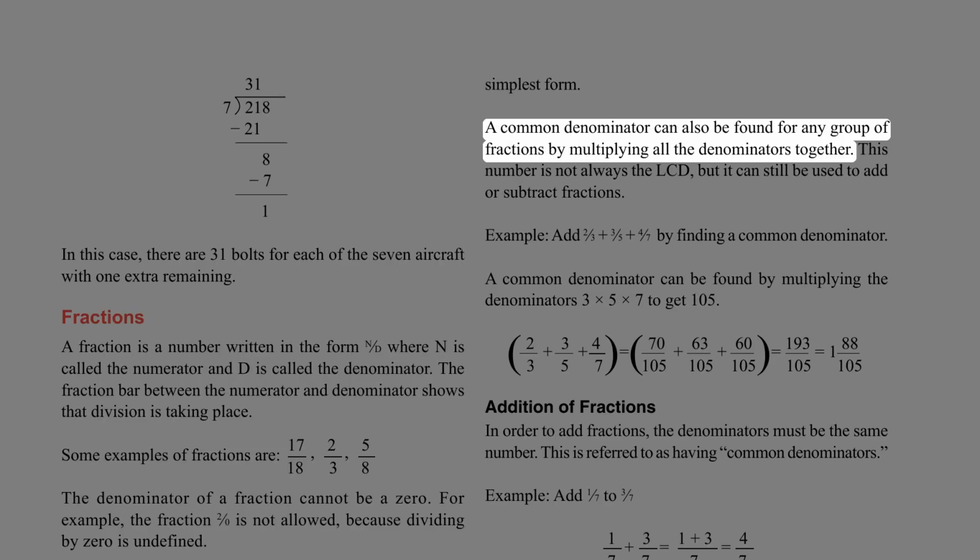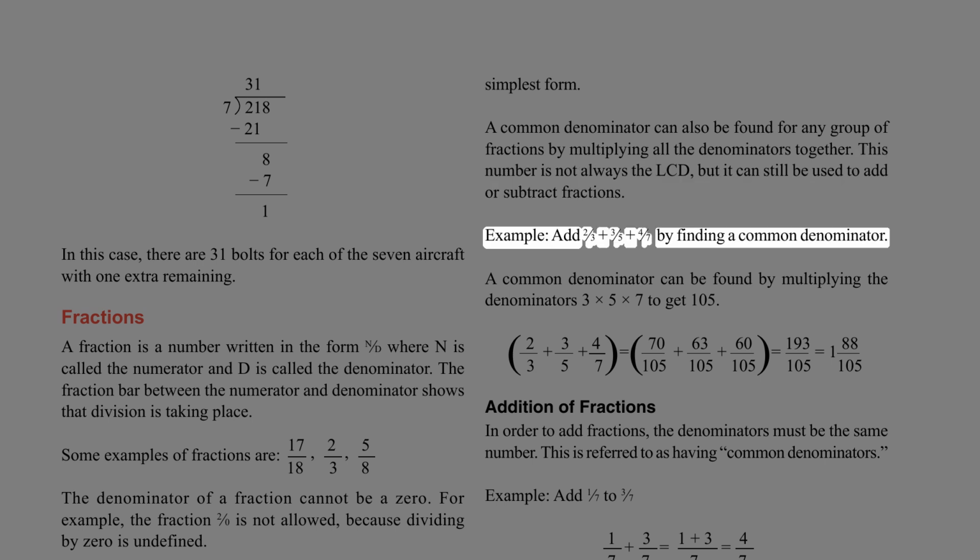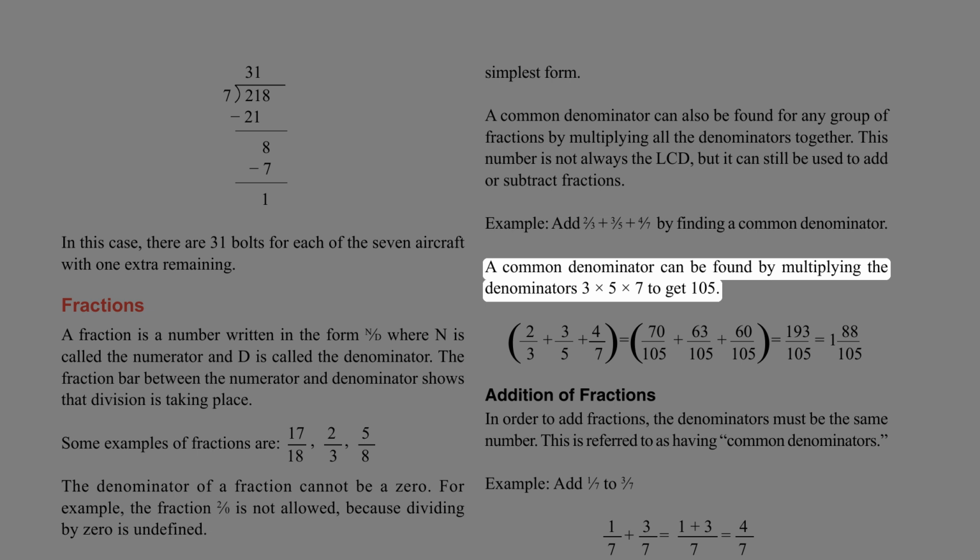A common denominator can also be found for any group of fractions by multiplying all the denominators together. This number is not always the LCD, but it can still be used to add or subtract fractions. Example: add 2/3 plus 3/5 plus 4/7 by finding a common denominator. A common denominator can be found by multiplying the denominators 3 times 5 times 7 to get 105.